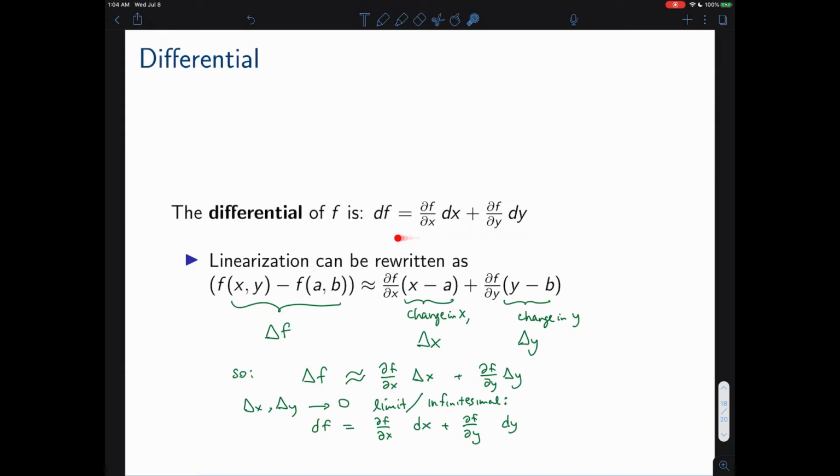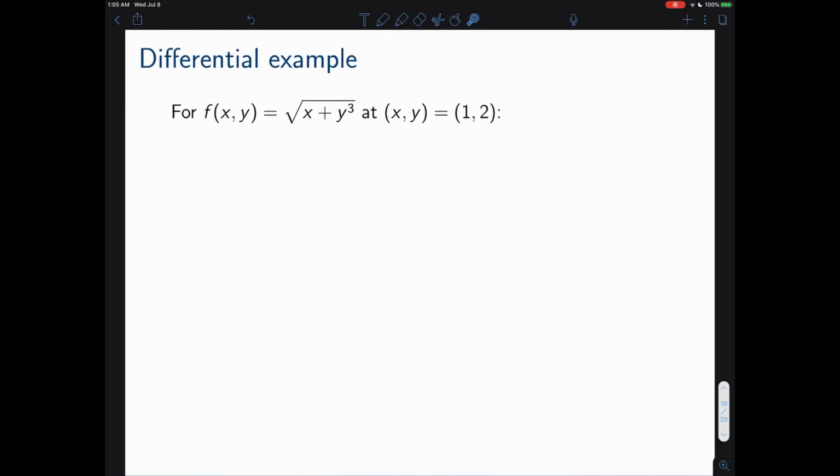I've just written something down for the differential, and what I've done so far is try to explain how that relates to the linearization and the linear approximation that we've been talking about. We started with the linearization and subtracted f of ab onto the other side, and then wrote it in terms of deltas, and said if we let those deltas go to 0 and become infinitesimal, we would end up with the differential. So that's how it relates to the previous things we've been talking about.